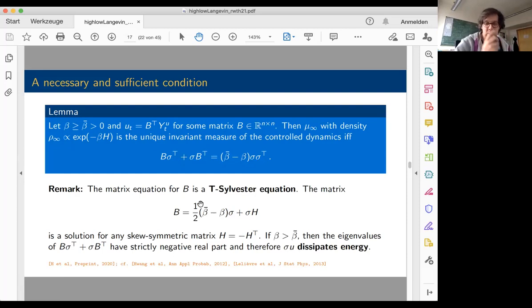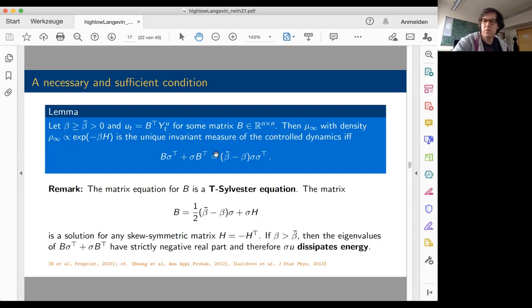And so what one can show is that any matrix of this form is a solution to this T-Sylvester equation. So the difference is that Lyapunov equations have symmetric solutions, and this T-Sylvester equation does not necessarily have a symmetric solution. And so you can show that any solution of this form that has this additional term sigma h, where h is any skew-symmetric matrix of the right size, satisfies this equation. So we have some freedom in choosing the control. And so, this means we have now necessary and sufficient conditions that tell us under which conditions the control preserves the right invariant measure, but we still have some non-uniqueness in the control. So we have a whole family of controls that preserves the right measure.